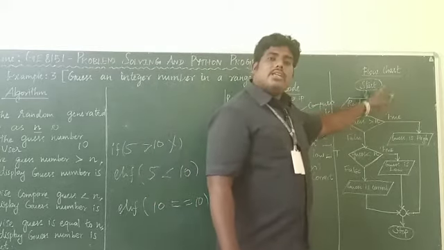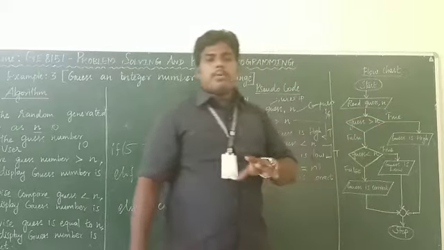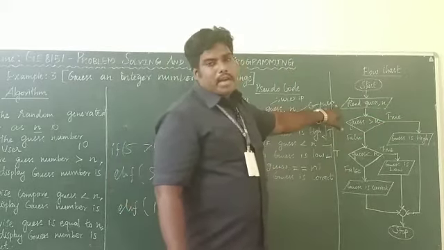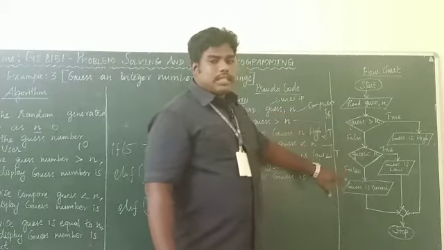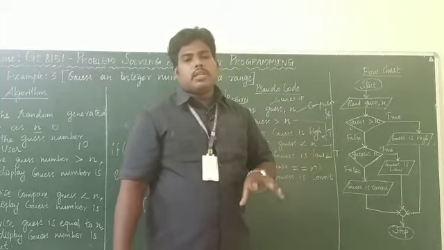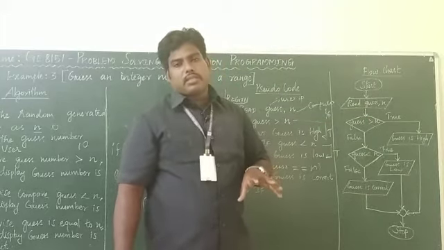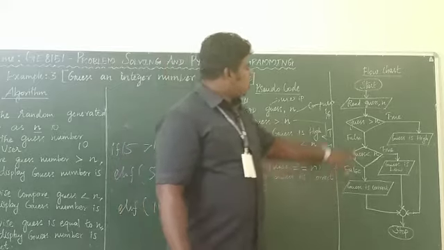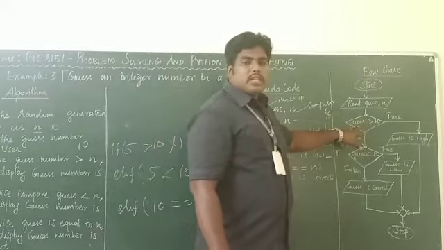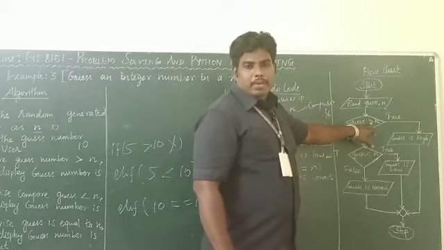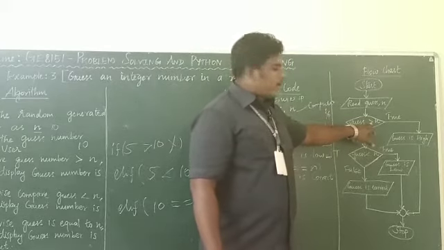Then n from the computer. So two numbers we are getting as the input. That's why we are using the parallelogram symbol here. Then what does this diamond symbol denote? Diamond symbol denotes decision statements. For checking a condition we are using diamond. So what's the first condition? Whether your guess number is greater than the computer randomly generated number.